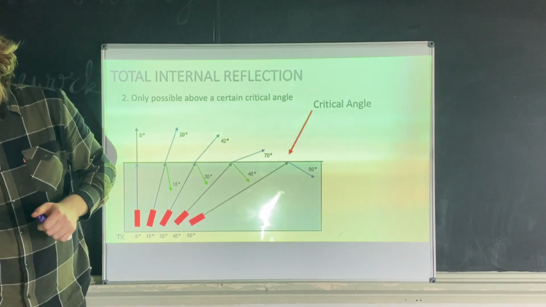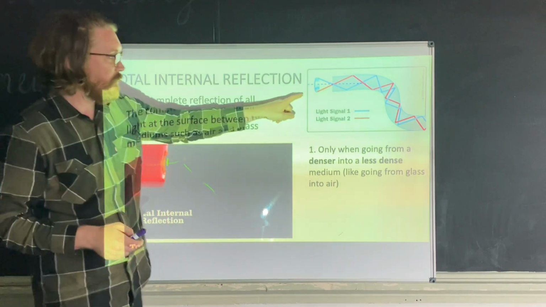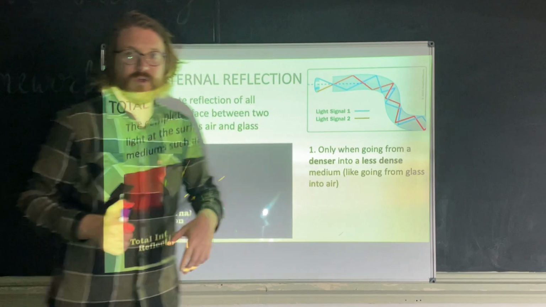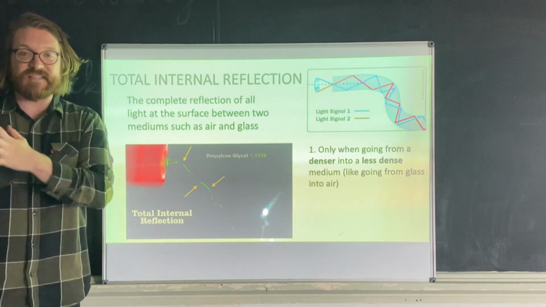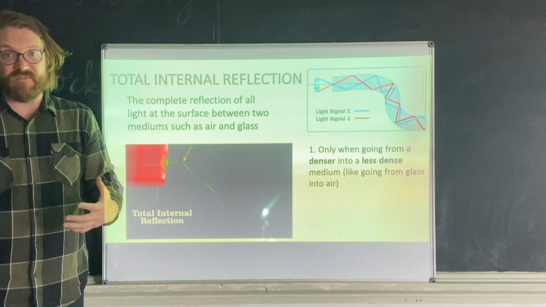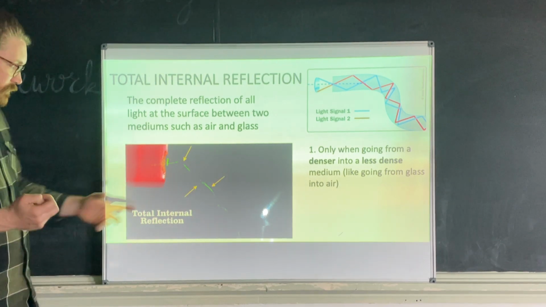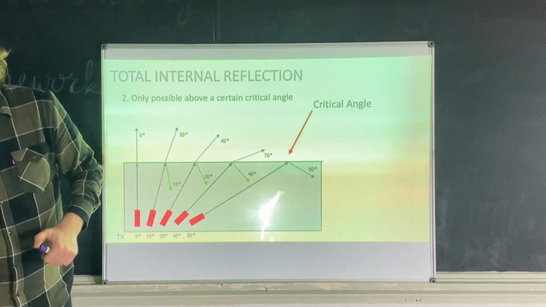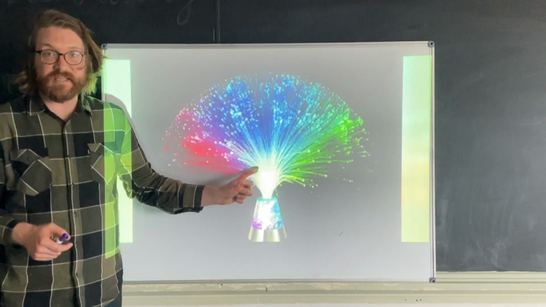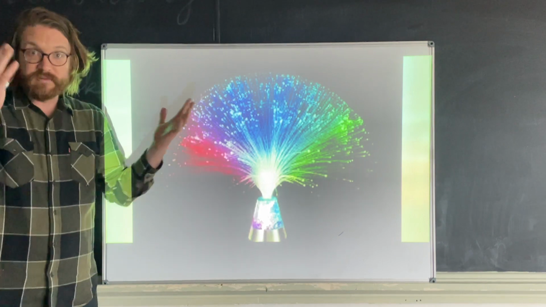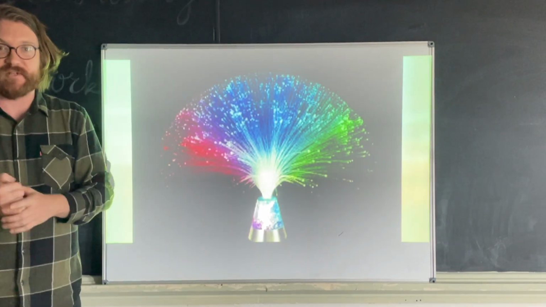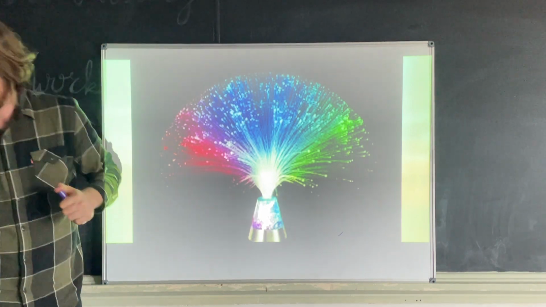If I go back here, again, you can see it right here. The light goes in, and then it's able to bounce back and forth through the cable and send the information using light, which again is 1,000,000 times faster than using sound. Pretty cool. Okay. Oh, also, if you've ever seen these things at like the fair, that's total internal reflection. The light is bouncing through these fiber optic little strands.